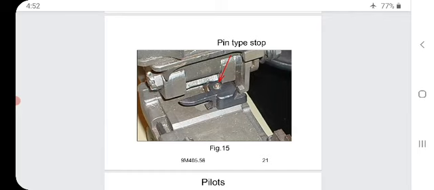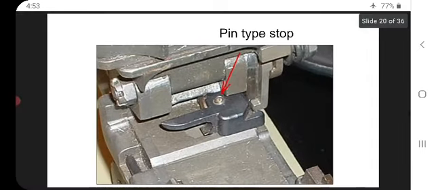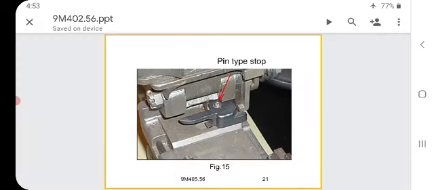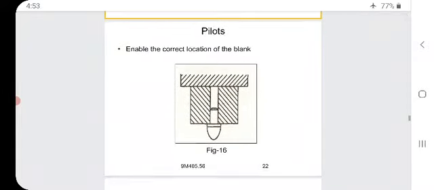Pin type stop. Here you are seeing the pin type stop. The purpose of the pillars is the correct location of the blank.